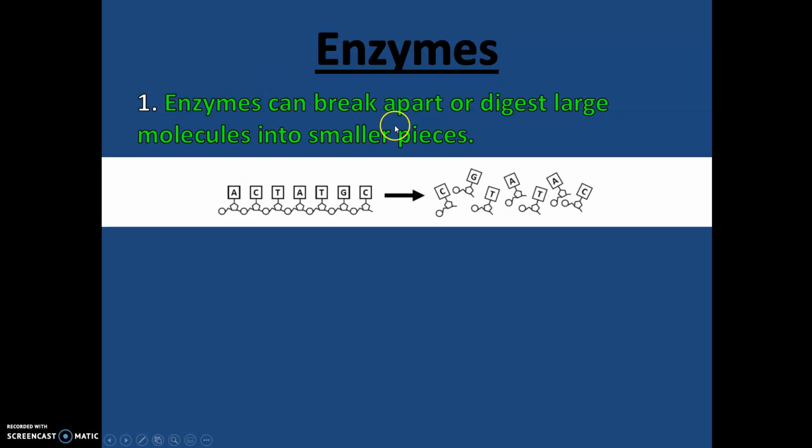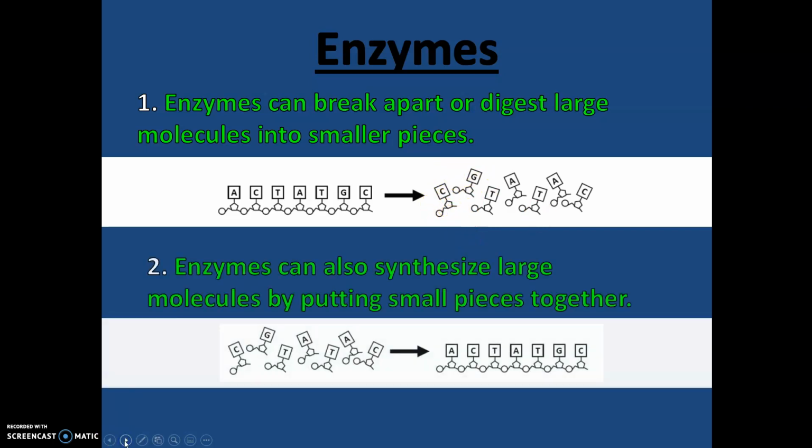So enzymes can break apart or digest large molecules into smaller pieces. If we have a large strand of DNA, we can have an enzyme break it down if the cell needs to. Or enzymes can also synthesize. Synthesize is a fancy word which means put together. So they can synthesize large molecules by putting smaller pieces together. If we need to create a strand of DNA, for example, and we have a bunch of nucleotides, an enzyme can put those together.